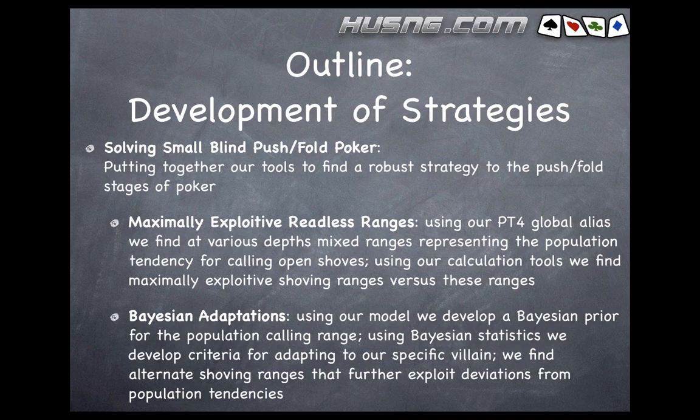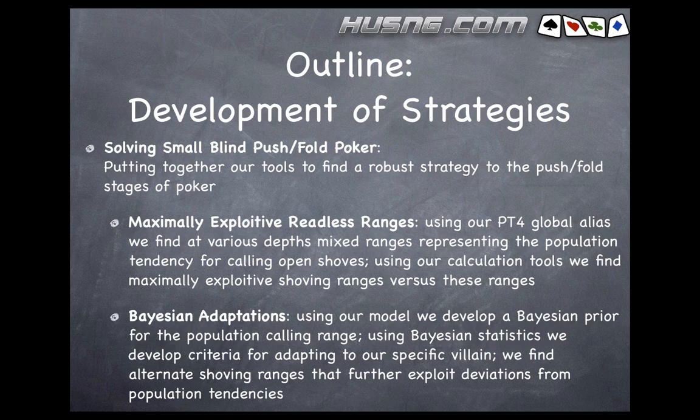So we can start adapting when we have reads and statistics that suggest that villain calls open shoves wider than average. What ranges should we be shoving? And the same for tighter than average. We'll even find that as we get reads that our villain is indeed calling average ranges, we should actually be adapting our readless strategy. Even though our readless strategy was built on the population, it was built on a very big mixed range. If we hone in and narrow down our villain to being more towards the center, we'll also want to be adjusting our strategy.